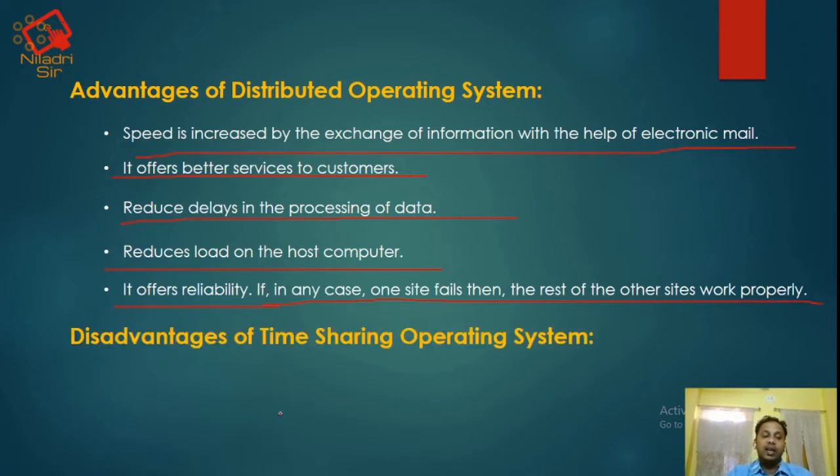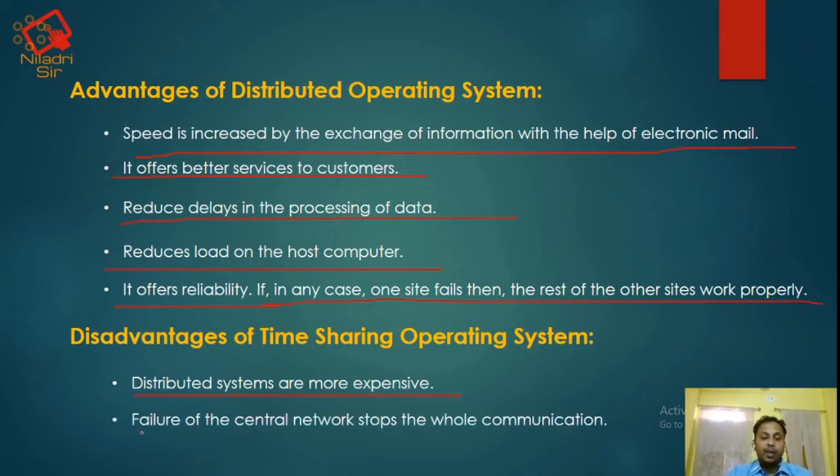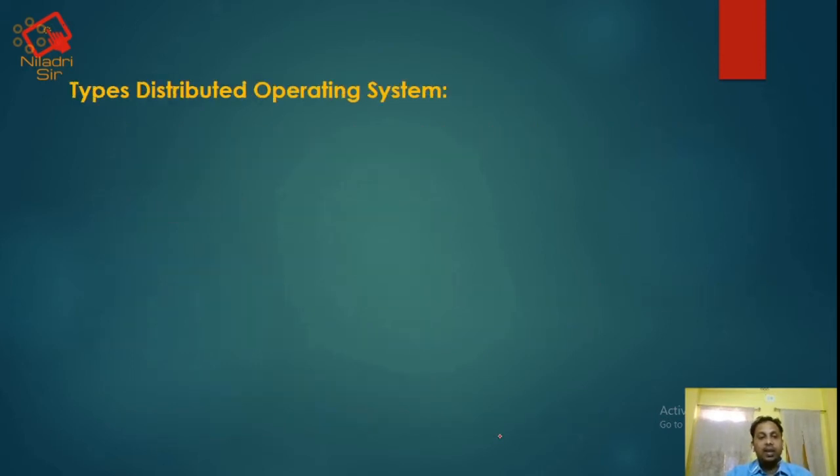And what are the disadvantages? Distributed systems are more expensive, and failure of the central network stops the whole communication. If the central network stops, the whole communication will become idle. There are 2 types of distributed operating system: one is the client-server system, and another is the peer-to-peer system. In our next tutorial, we will discuss these.